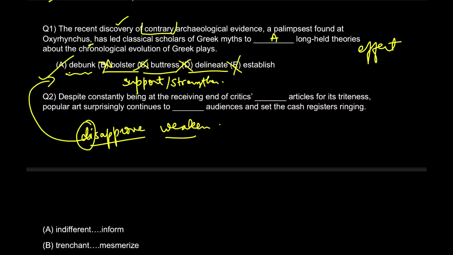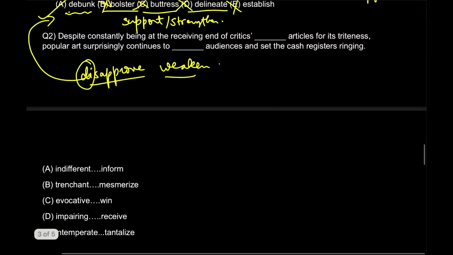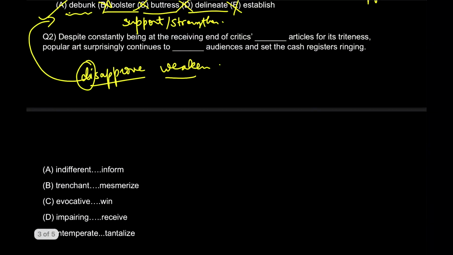This is an example of point and counter point, which I am going to give you in question number 2. Despite is the word which will help us understand that this is an example of point and counter point. Despite constantly being at the receiving end of the critics' dash articles for its triteness, popular art surprisingly continues to dash the audiences and set the cash registers ringing.